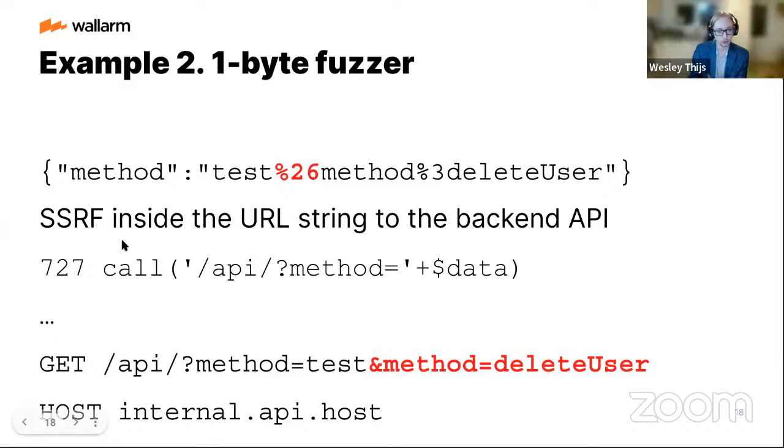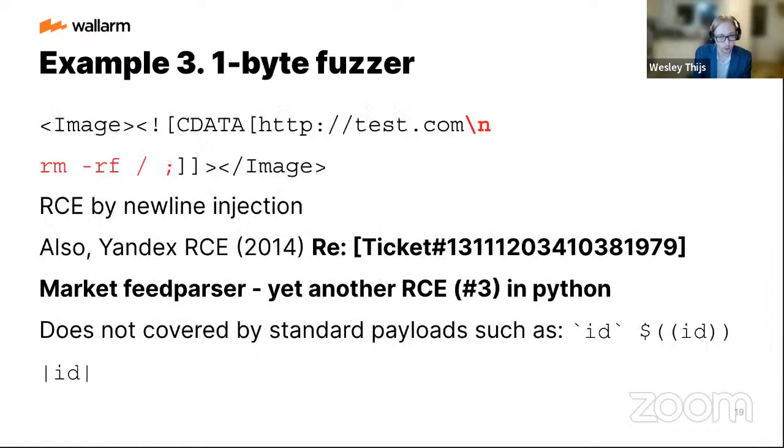And in this case, we're going to try SSRF inside of the URL string to the backend API. In this case, you can see that the method is test, and we try to add another method in there to delete the user. The call is going to be like this. And if we translate it, it's going to be a get call to the API with the method test. And behind it is going to be the method delete user with the host internal.api.host. So we can try to attack in this way as well.